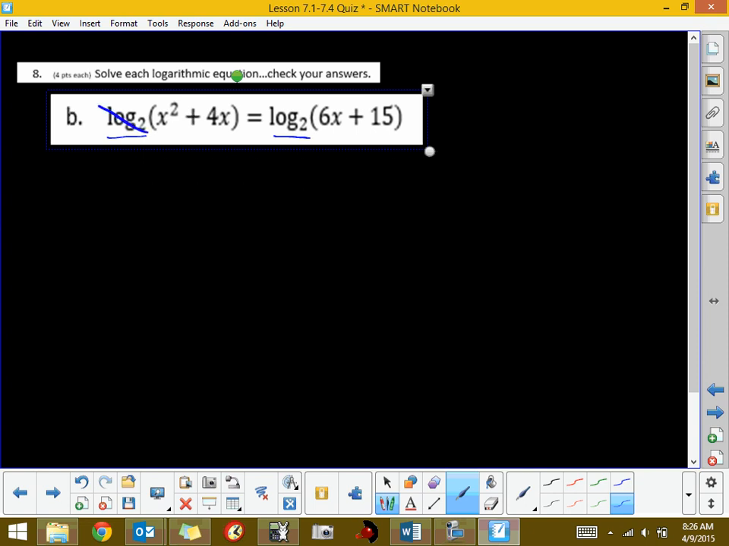the same, then the arguments must be the same, because we're finding the exponent raised to 2 to get that argument. On the other side, we're going to find the exponent raised to 2 to get this argument. And the only way that those exponents could be the same is if the arguments are the same. So we know that x squared plus 4x would have to be the same size as 6x plus 15 in order to get the same exponent. So in essence, what we do is we get rid of the log base 2's and we equate their arguments.